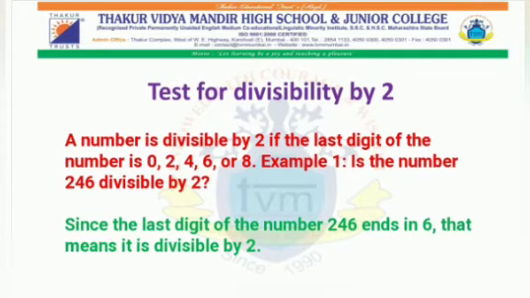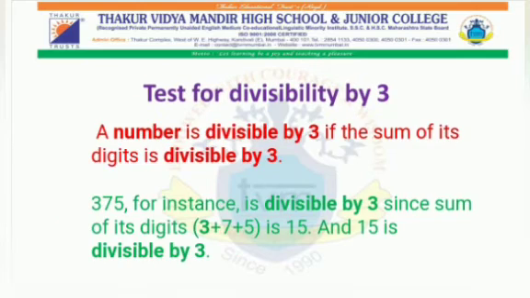A number is divisible by 2 if the last digit of the number is 0, 2, 4, 6 or 8. Let us consider one example students. Is the number 246 divisible by 2? Yes students. What we can see at the unit place, the last digit of the number ends in 6. That means it is divisible by 2. It's very simple. We just need to see that the unit place should be 0, 2, 4, 6 or 8. Now let us go ahead students.